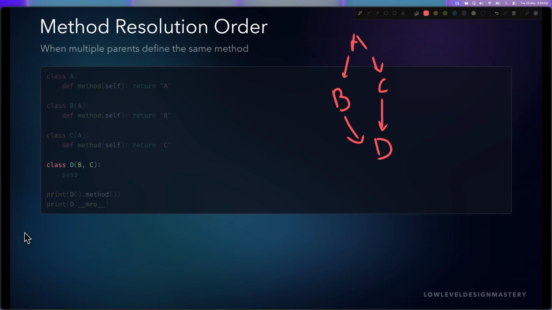Now when you call D dot method, see, class D is inheriting from both B and C, right? Both of these classes have the method defined. So when you call dot method, what should it resolve to? Should it resolve to B or should it resolve to C? One thing to notice, it will not resolve to A, because even though B and C are inheriting from A, we are overriding, right? So the only possibilities are B or C.